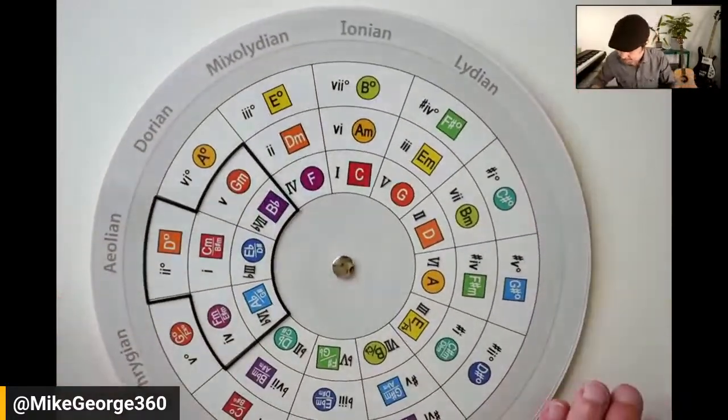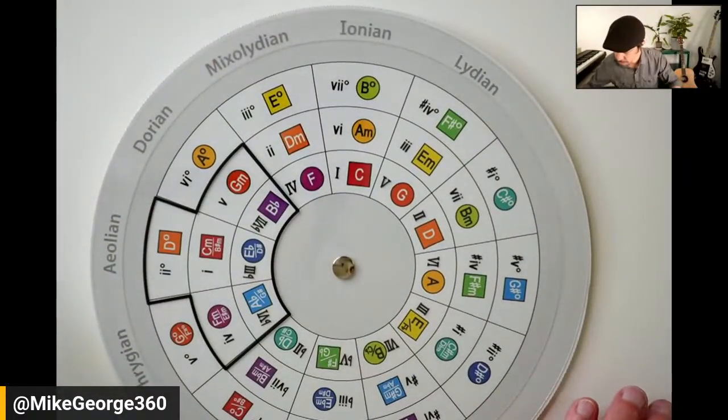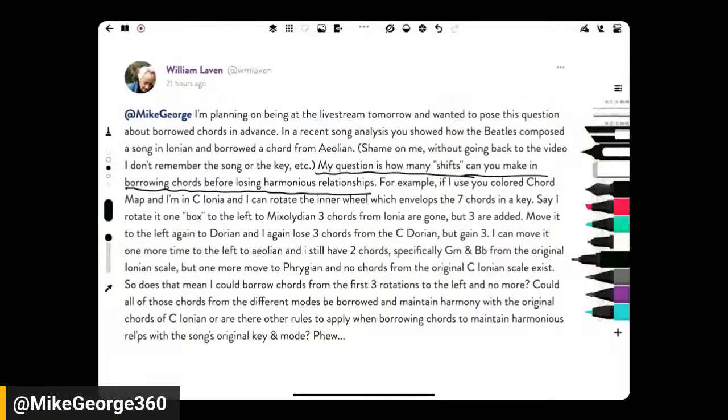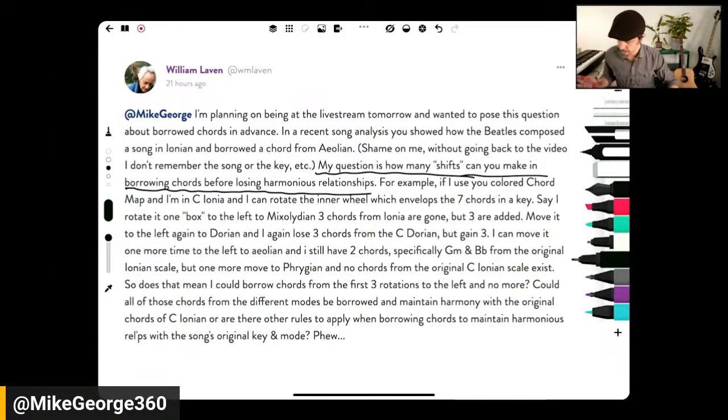All right. So making our way to the next question. It's really Aeolian when there's no overlap. So does that mean that I could borrow chords from the first 3 rotations to the left and no more? That's a great question. Here, let me underline that.